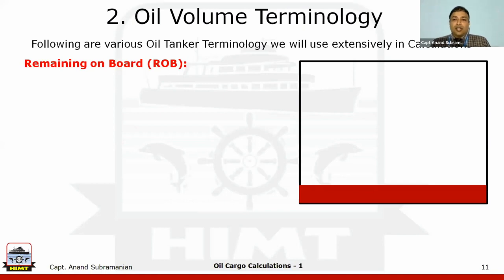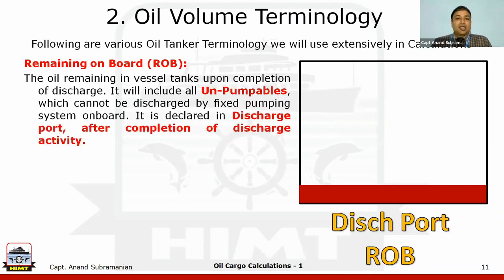The next part is about the content of the oil inside the tank. Now when we are talking about discharging operation, discharging is almost finished. There is still some amount of oil in the tank which we cannot discharge. These are unpumpables, because the pump can't reach those pockets of oil in the tank. This is when I talk about ROB, that's remaining on board. We're talking about all the unpumpables inside the tank after the completion of the discharge activity.